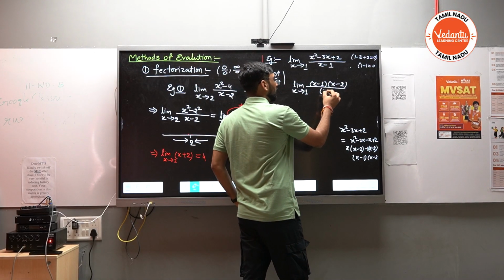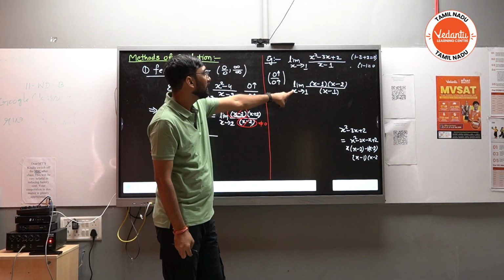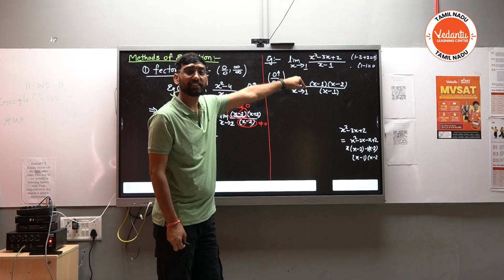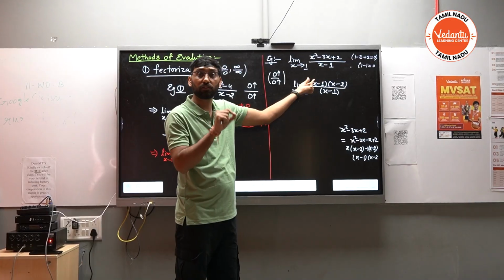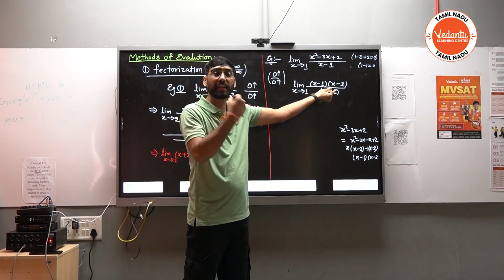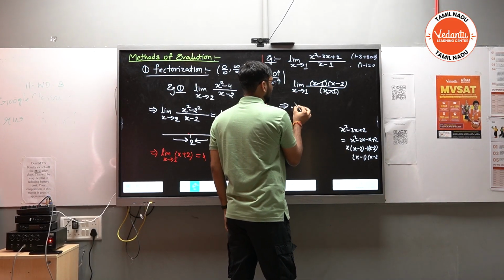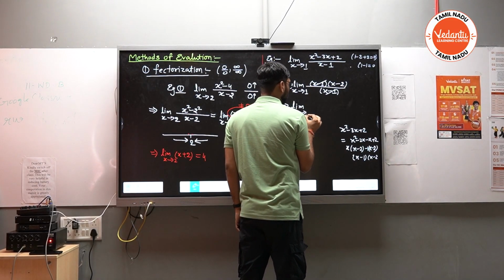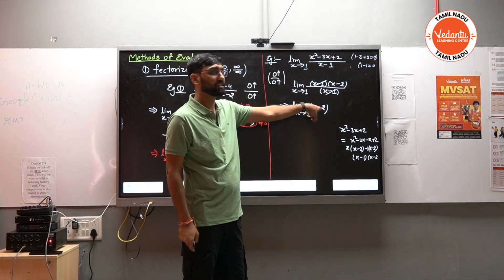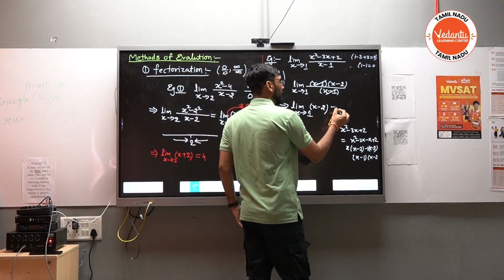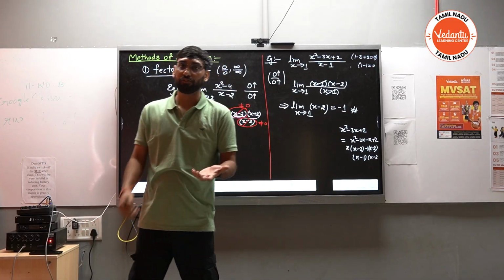Now the denominator is x minus 1. Again, the same idea: x is trying to approach 1, so this x minus 1 is trying to approach 0 but is not equal to 0. Similarly, the denominator is also approaching 0. Both quantities are non-zero, so we can cancel them out. Next I get limit x going towards 1 of x minus 2, and clearly this becomes minus 1. So this limit is equal to minus 1. This is how we calculate the limit through the method of factorization.